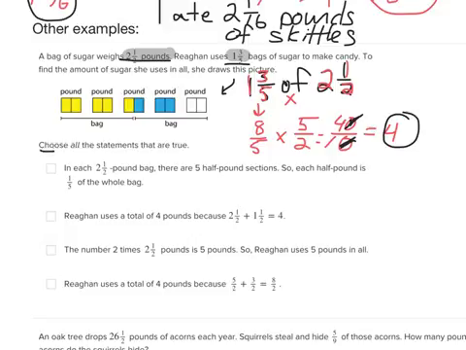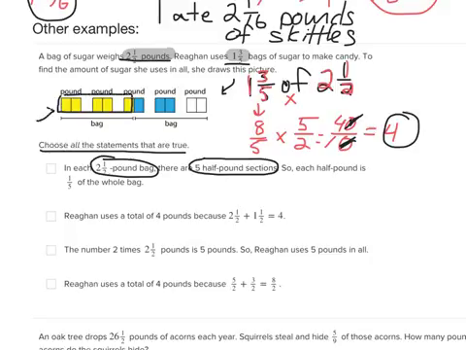Okay, so let's look at our problem statements. In each 2 1/2 pound bag, there are 5 half-pound sections. That's true because look right here. Here's 2 1/2, and there's 2 half-pounds there, 2 half-pounds there, another half-pound there. Great. So each half-pound is 1/5 of the whole bag. Okay, so if this right here is one bag, each half-pound is 1/5.